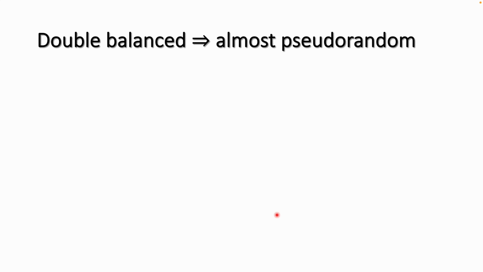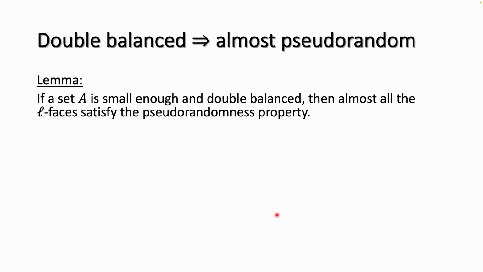Let's show, for example, that double balanced sets imply something which is not pseudorandom, but almost pseudorandom. Meaning that if a set A is small enough and double balanced, then we can show that almost all the L-faces satisfy this pseudorandomness property.